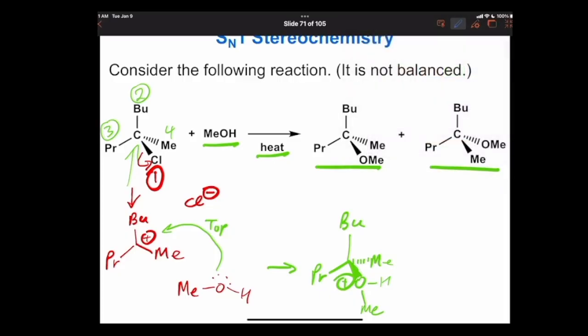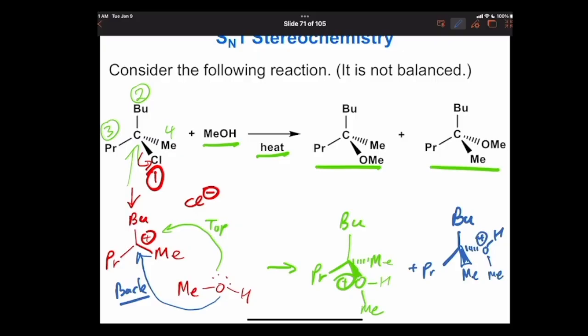Half of the other molecules will be attacked from the back, the other direction. Draw the 2 parts, the butyl and the propyl. As the methanol approaches from the back, the methyl group is now going to pop forward, and the methanol part of it, the nucleophile, is going to be from the back. This is your substitution. You're going to have a 50-50 mixture of these 2 products. This is not done.